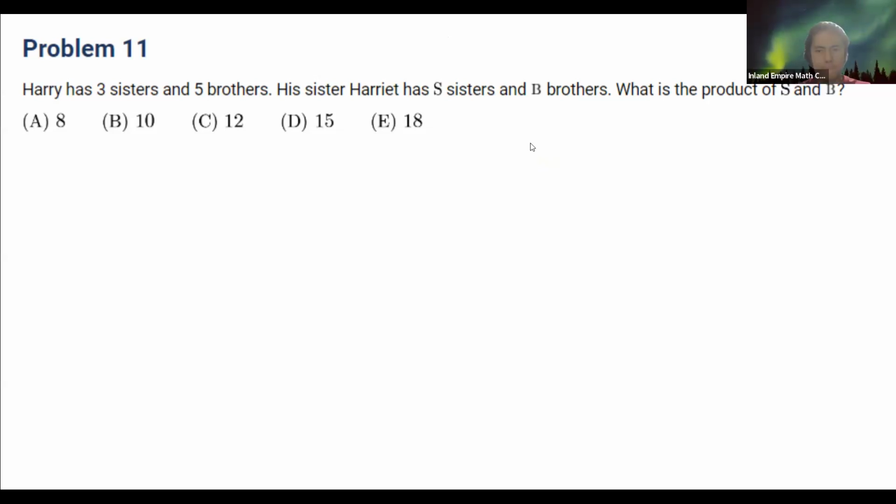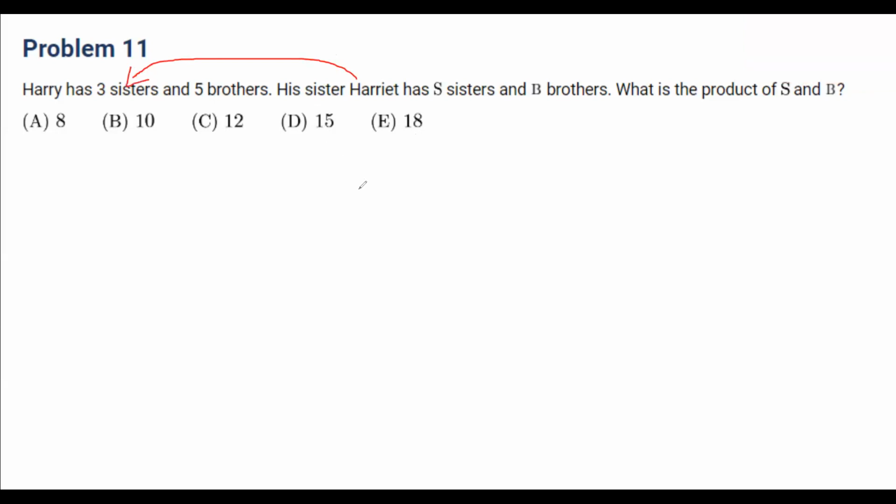Hmm. That's actually not correct, guys. I'm sorry, but the answer isn't 15. I think how you got 15 is you saw what is the product and you saw 3 and 5, so you just multiplied these two together. But you have to see that you're talking about his sister, not him. So if Harry is a brother and he has 3 sisters and 5 brothers, his sister Harriet is one of these 3 sisters, right?